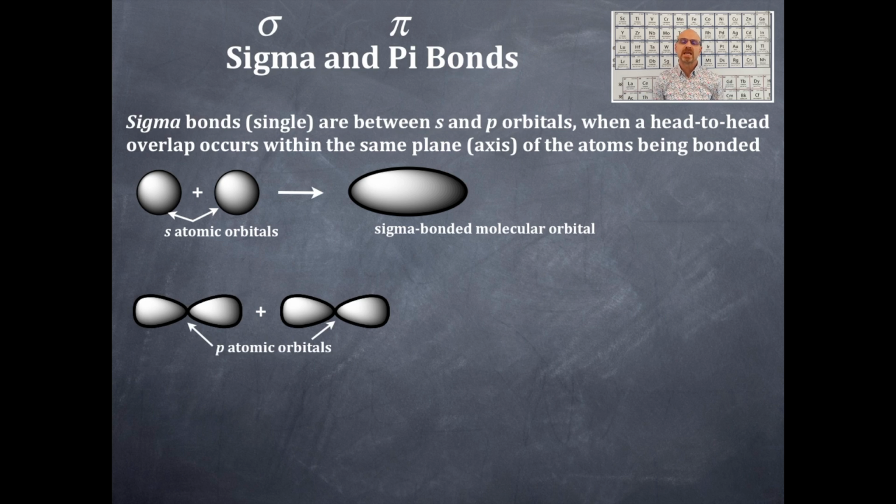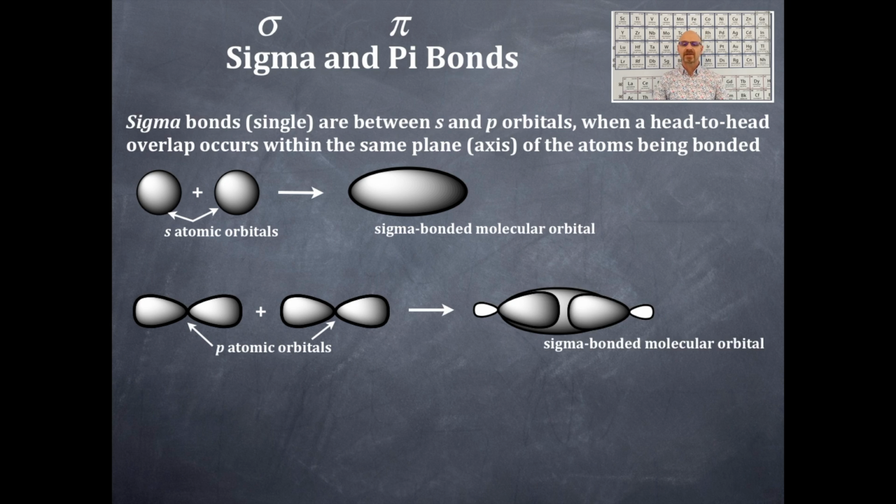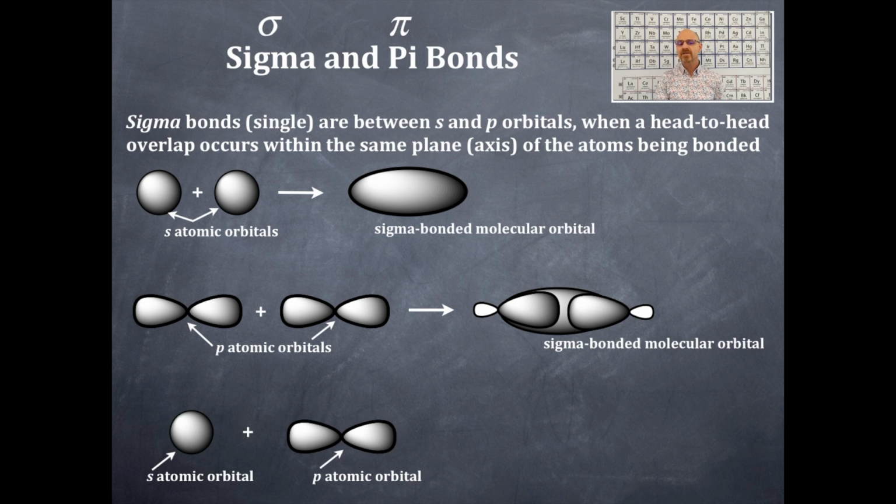Now we have two p-type orbitals right over here. We're going to overlap these and then we're going to have a sigma bond, which is a molecular orbital of these two. Now we can have an s-type orbital and a p-type orbital and we can overlap the two of these, and we also have a sigma bond here, which is a molecular orbital. Notice that we are overlapping the orbitals in a head-to-head contact, kind of like a train wreck. The two trains are on the same train track in the same plane and the trains collide together, and that would be a sigma or a single bond within the same plane.